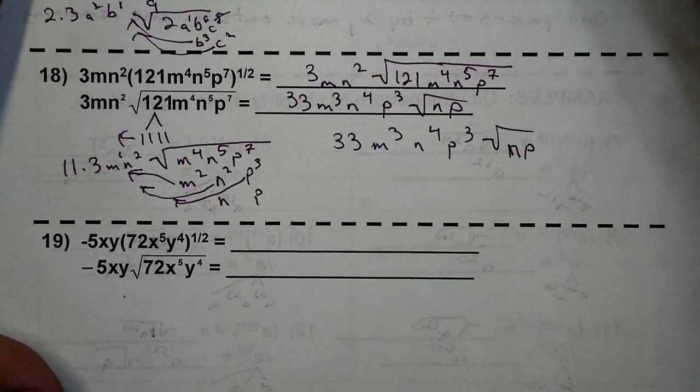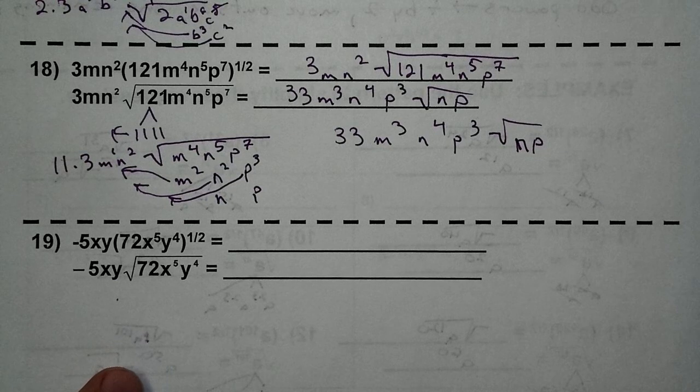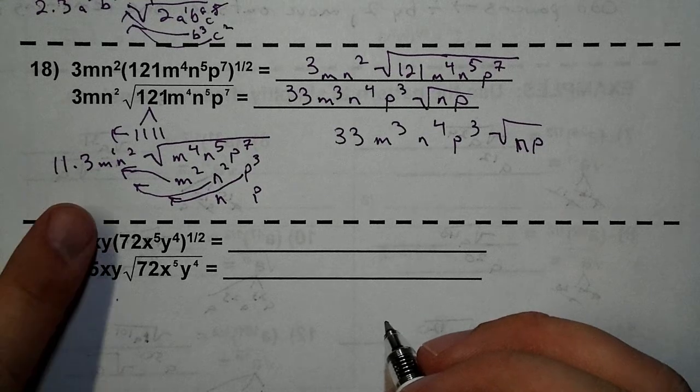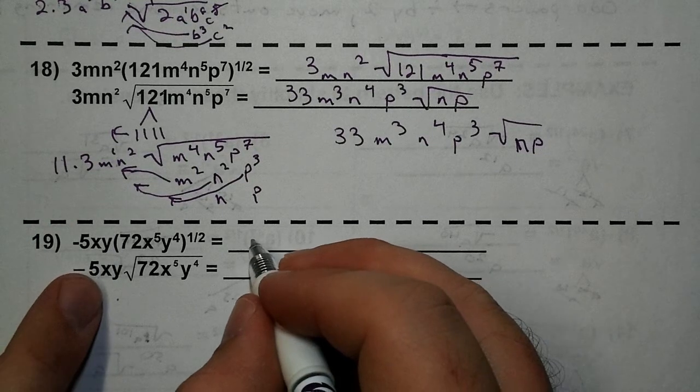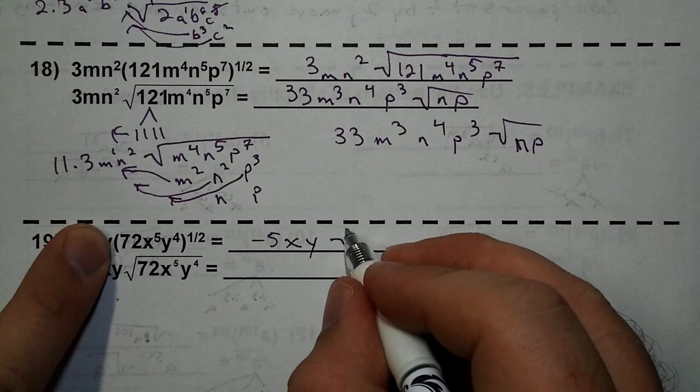Alright, last one. I want you guys to try number 19. Push pause on the video, push play, we're going to see the answer, okay? Push pause now. Alright, so first I'm going to rewrite it. Remember, ignore it. Just write the outside. Everything in the parentheses goes inside the radical.